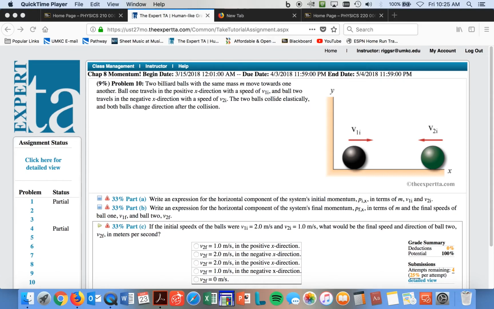But two billiard balls. Okay, here they are. They're coming at each other. I'm not going to bother typing in these things. So here we go. We've got two billiard balls with the same mass moving towards one another. Ball 1 travels in the positive x direction with a speed of v1 initial, and I like to use v1 naught. And ball 2 travels in a negative direction with a speed of v2 naught. And the two balls collide elastically.